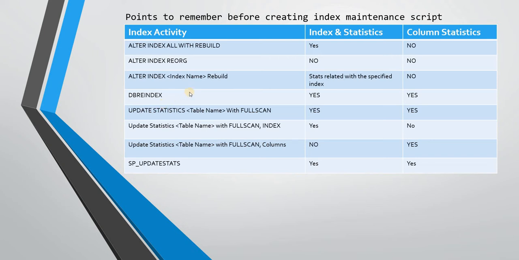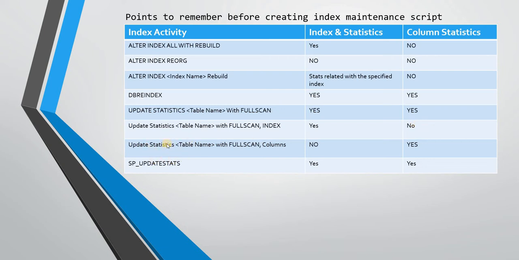Then there is the DBCC DBREINDEX command. If you run that, then your index, their statistics and column statistics would all get updated, right? If you update statistics with table name with full scan, then index statistics and column stats would get updated. If you update statistics with table name with full scan, and if you give the option only index, then your index and the statistics related to the index would get updated, but your column statistics would not get updated.